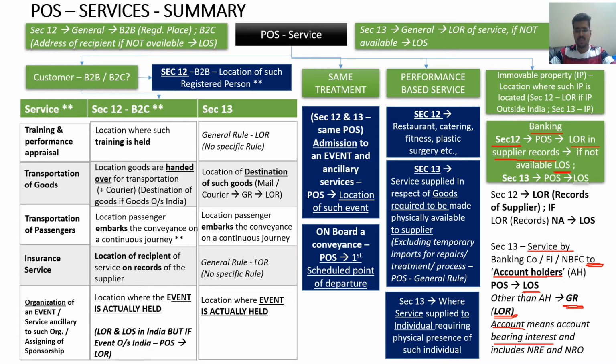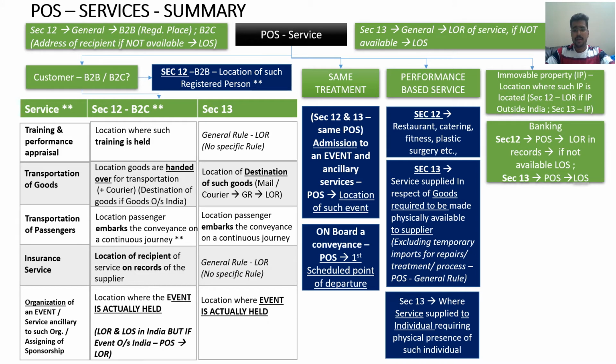Right? So hope we are clear on the banking services, my friends. So now let's see another service in section 13, which also has POS as LOS, guys. So what is that service? Services of an intermediary. The place of supply is going to be location of supplier.